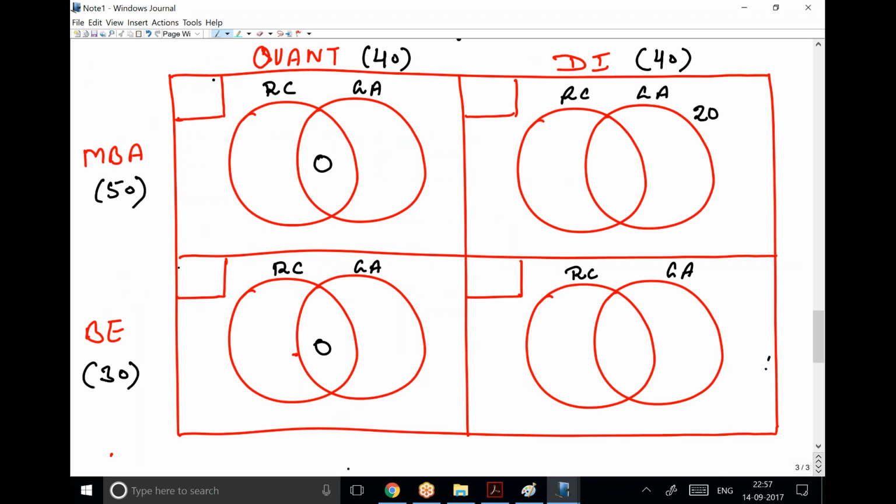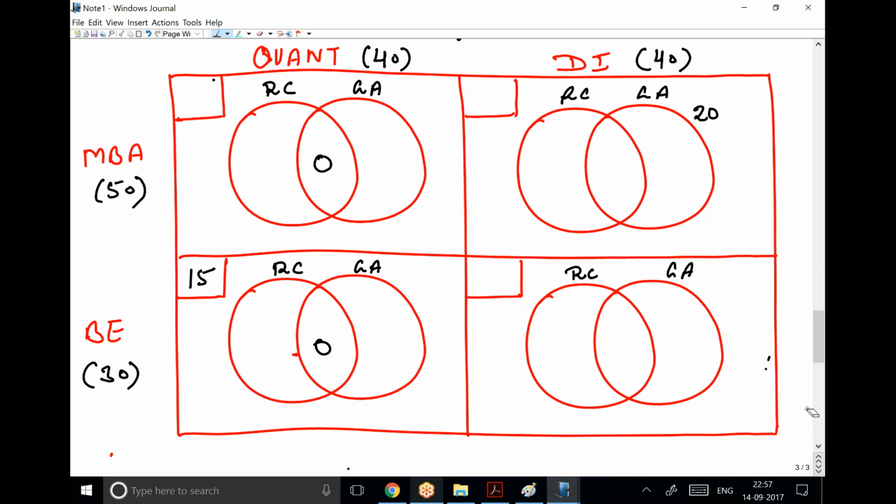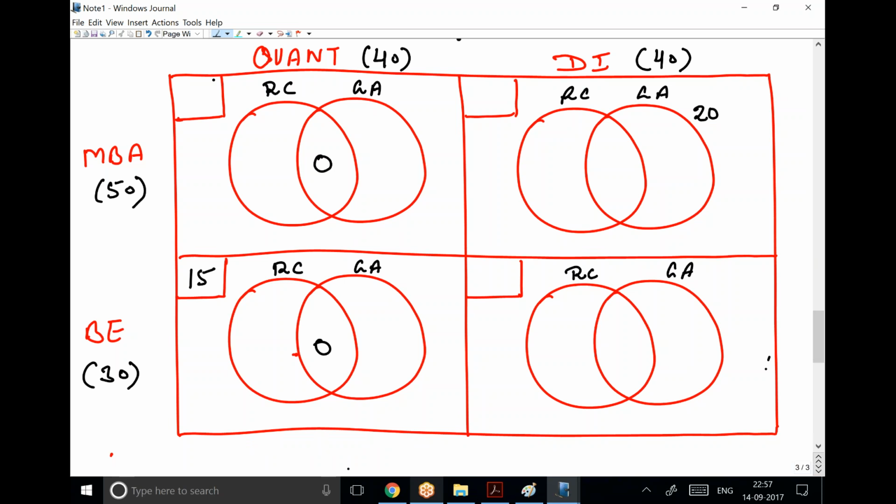That means this particular box is given to us, right? So this particular box is representing 15. This whole box is representing 15, so I can put it here. Out of 30, this is given to us 15 here. Now we know this total box is given to us 30. Out of this 30, if 15 is represented by this particular box, then the remaining 15 will be represented by the second box. So this also comes out to be 15.